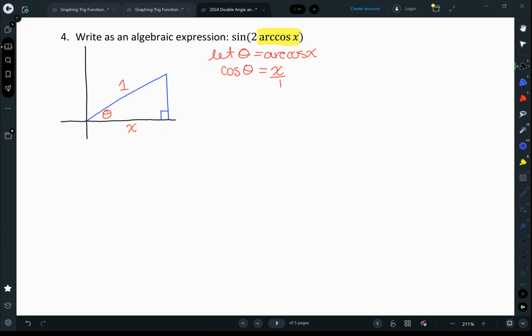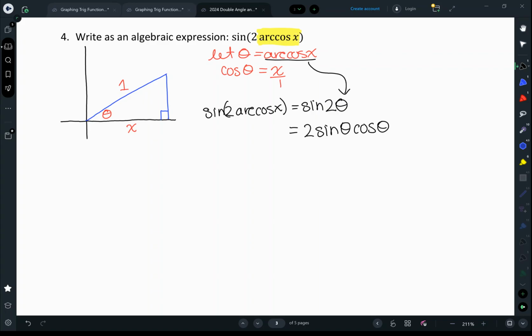Now, I'm trying to find the sine of 2 arc cosine of x. So this is going to be equal to the sine of 2, and if I substitute arc cosine of x as theta, it's simply the sine of 2 theta. And I know the formula for the sine of 2 theta. So the sine of 2 theta is going to be 2 sine of theta cosine of theta. And now I just need to use my diagram to find this.